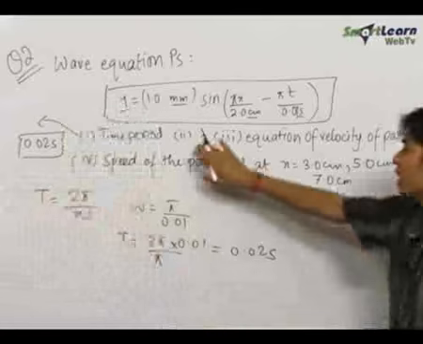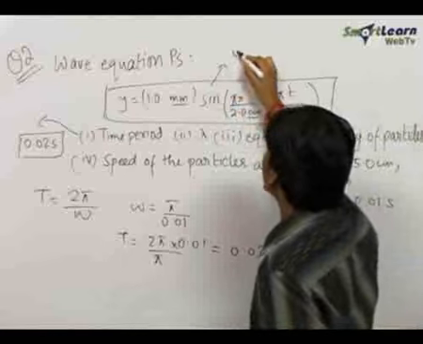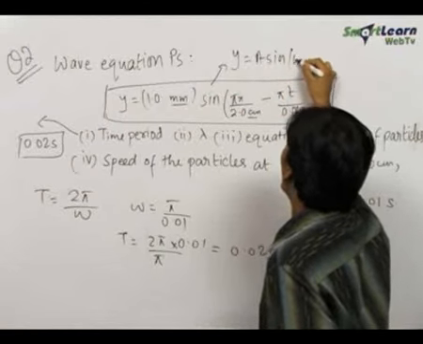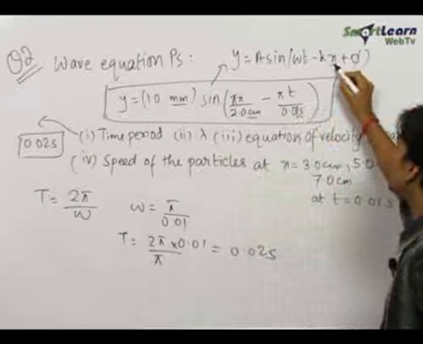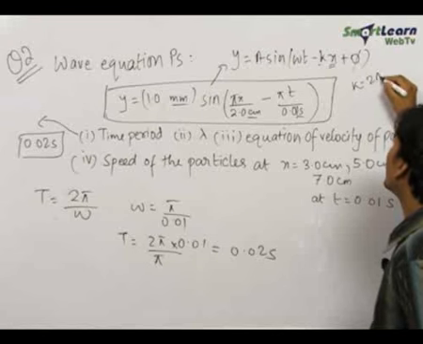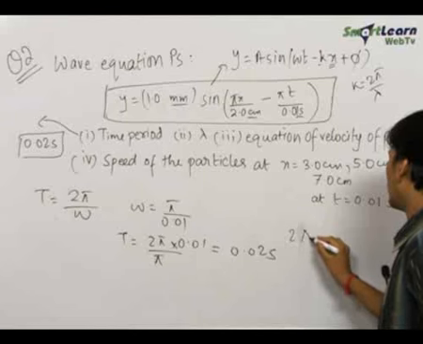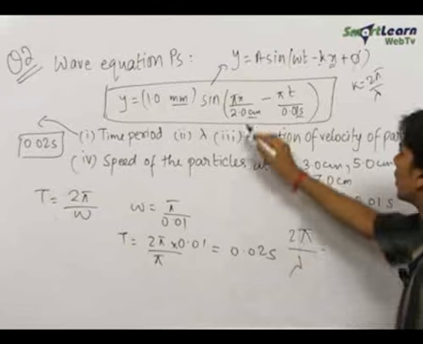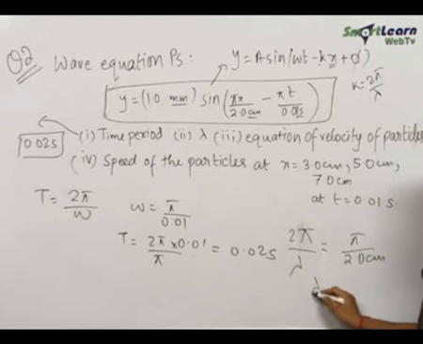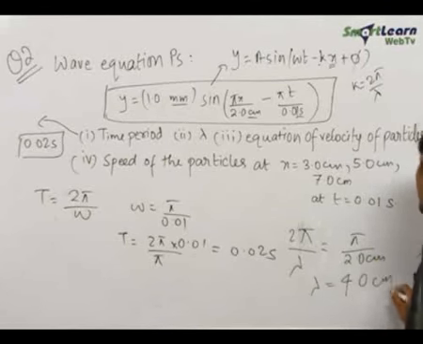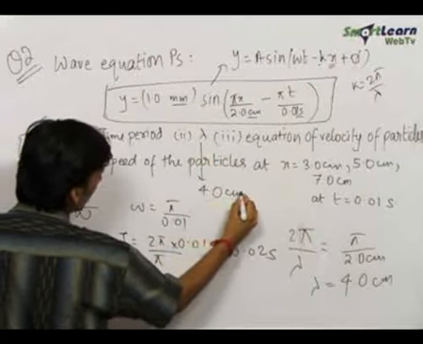Now we need to find out the wavelength. Now the coefficient of x in the equation is k. Always compare this equation with y is equal to a sine (omega t minus kx plus phi). Now the coefficient of x is k, where k is equal to 2 pi upon lambda. Therefore we get 2 pi upon lambda is equal to pi upon 2.0 centimeters. Therefore lambda is equal to 4.0 centimeters. So we get the second answer as lambda is equal to 4.0 centimeters.